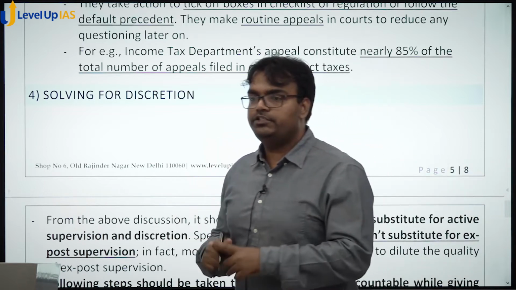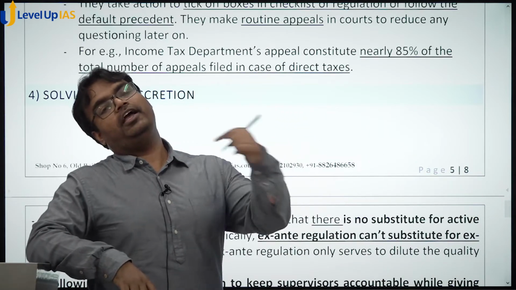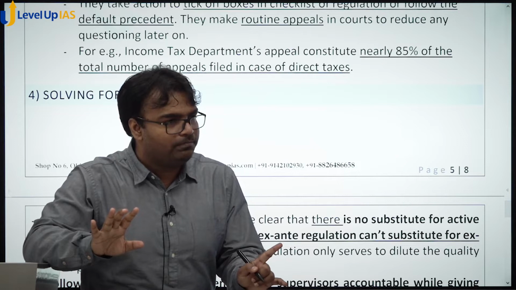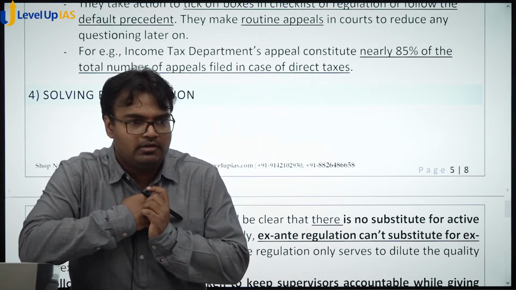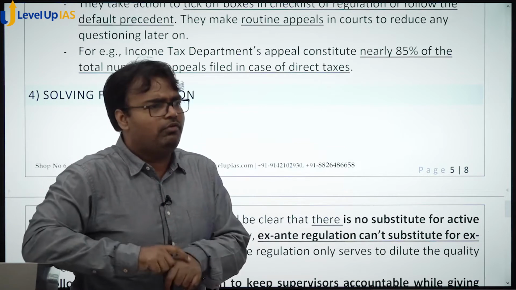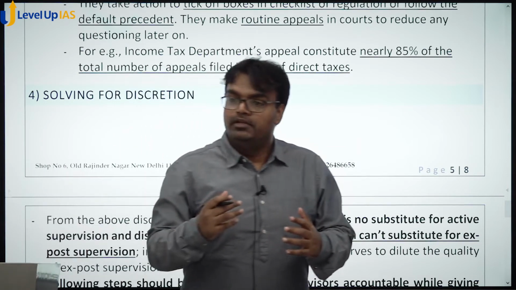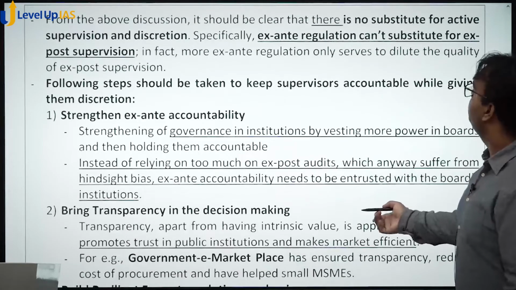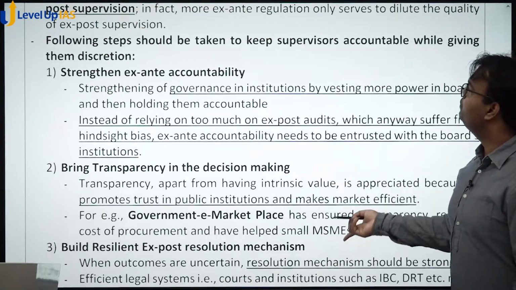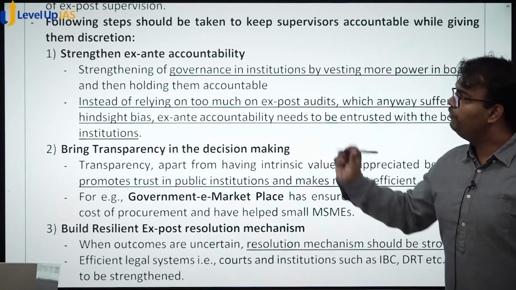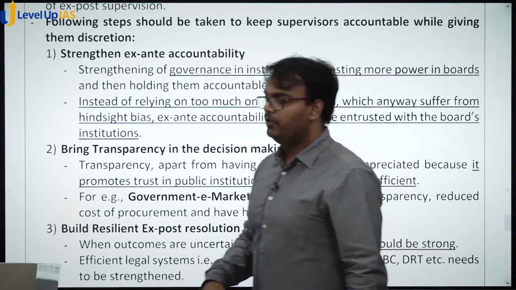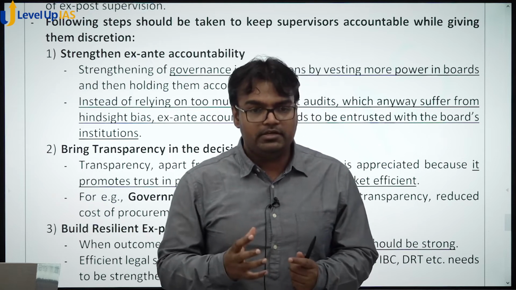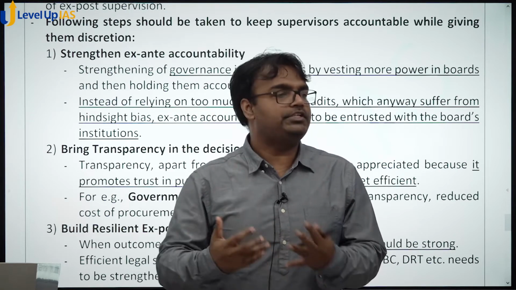It should not be something like, someone got discretion, oh, I have to decide who will get the road contract, let me choose my friend. This also should not happen. While some discretion should be available, that I'll choose the best possible option, not the one who's bidding the lowest, this discretion should not be misused. So how do we work for that? Here, the following steps should be taken to keep supervisors accountable while giving them discretion. First is strengthen ex ante accountability. Ex ante accountability means, here they're saying that, let's say banks are there. Strengthen the boards of the bank and give them discretionary power.